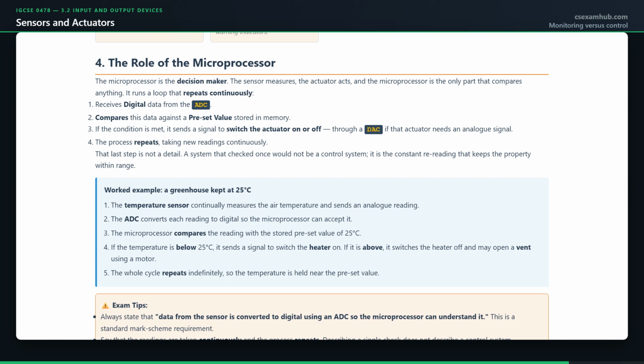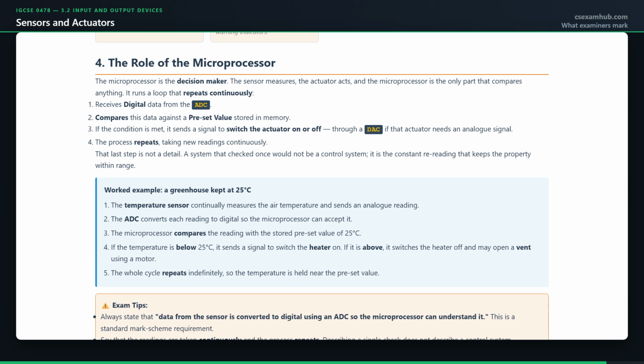Nothing in it does. 4 things to take into the exam, and they are all sentences rather than facts. First, always state that data from the sensor is converted to digital using an ADC so the microprocessor can understand it. That is close to a required phrase. Second, say the readings are taken continuously and the process repeats. Describing a single check does not describe a control system, and this is the most commonly dropped mark in the whole topic.